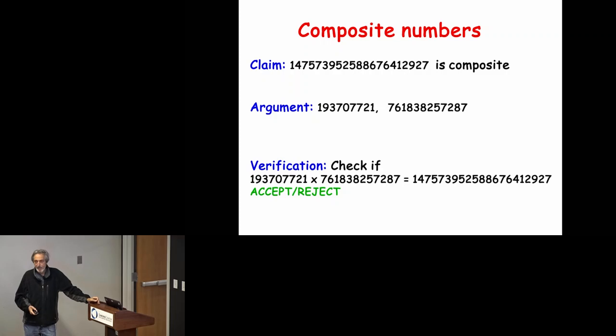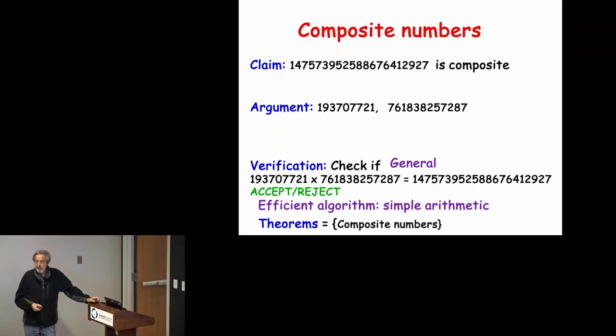Only composite numbers will have proofs. Prime numbers will not have such proofs. It's a very efficient algorithm, right? It's just multiplication. And in general, of course, it works for any number. So that's a proof system for the composite numbers. The set of theorems in the proof system is the set of composite numbers. I'm just getting you used to the language. The argument, we don't care how complicated it is to generate, right?